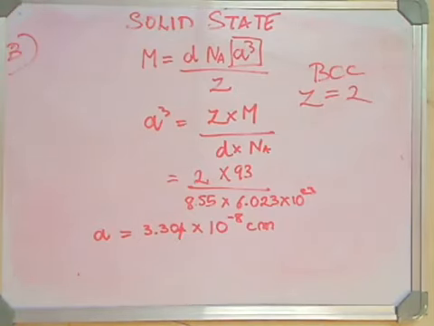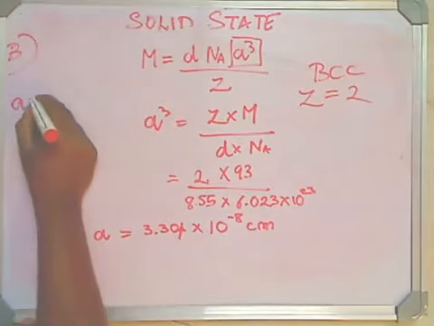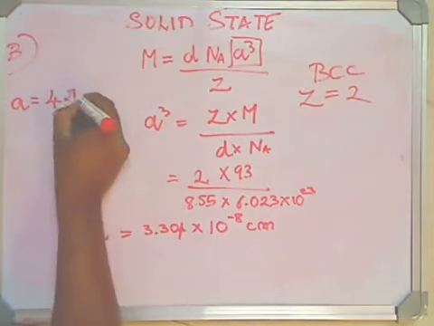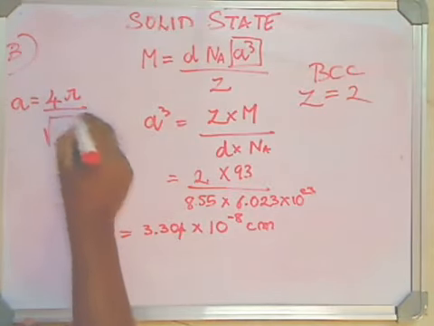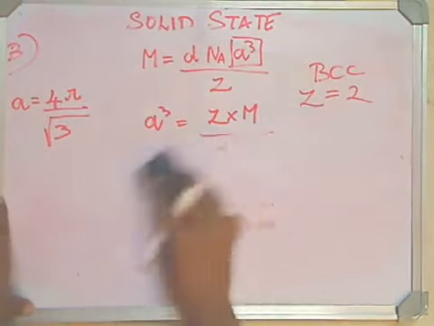Now, once I found out this, I can easily find the atomic radius. Okay, I can easily find the atomic radius. If you go back to the theory of BCC, you would see a formula wherein it shows A actually equals 4R divided by the cube root of 3. Okay, 4R divided by the cube root of 3. Now all I need to do is again substitute the values here and interchange the formula a little bit, and this is what I would be arriving at.